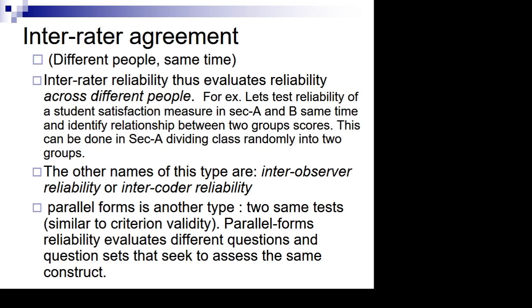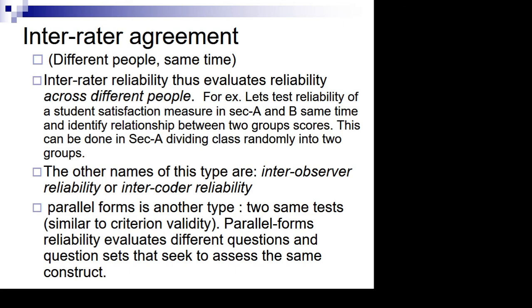As I have already shown you, I can also run this in two classes. Section A score is called X, Section B score is called Y on customer satisfaction. Establishing the relationship between these two scores also would be treated as inter-rater agreement. Now, the other names for this type are inter-observer reliability or inter-coder reliability. If you are interested, you may read on your own, refer to your textbook, or go online and search for these two concepts. Now, inter-rater agreement also is sometimes treated as another form called parallel forms.